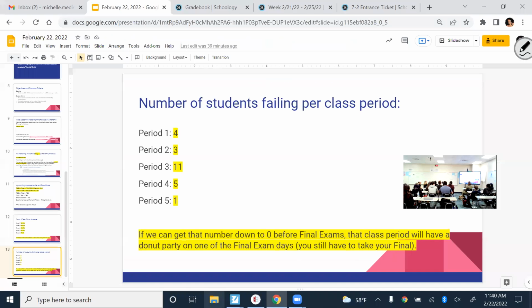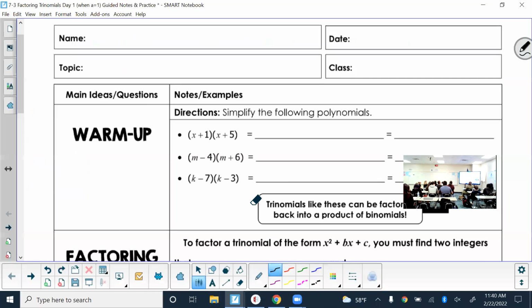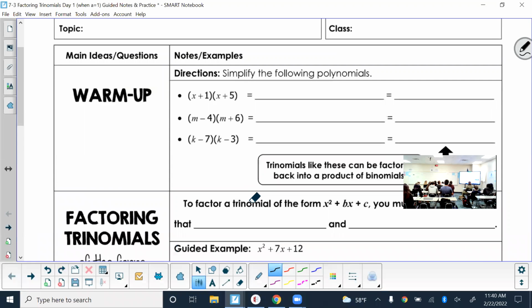All right, so now let's look at the warm-up on the note sheet for today. So how do you solve problems like this? Double distribute, good. So what's x times x? What's x times 5? 5x positive. Good, so put plus 5x.